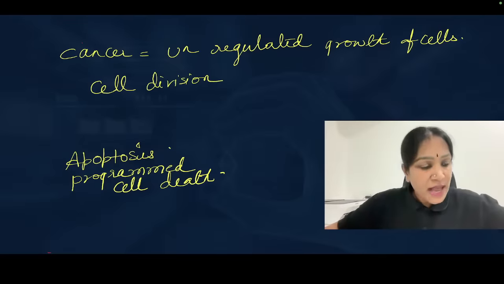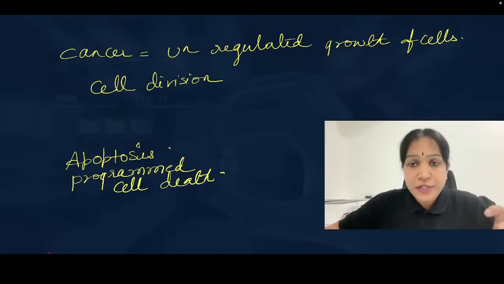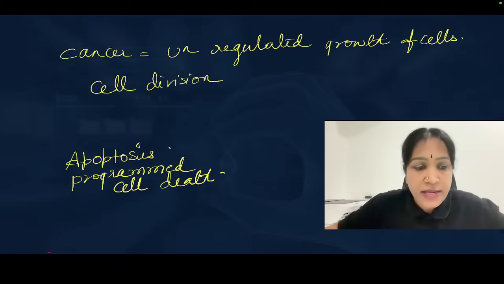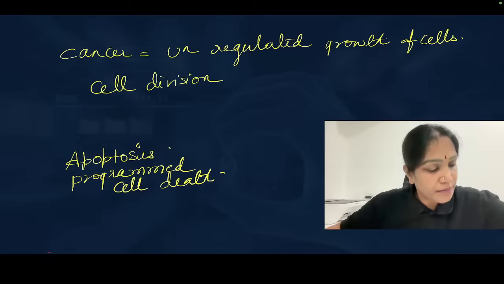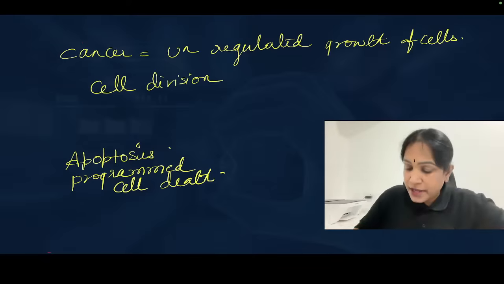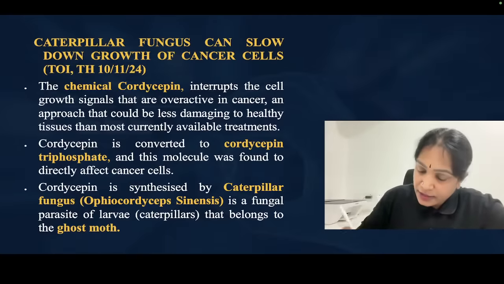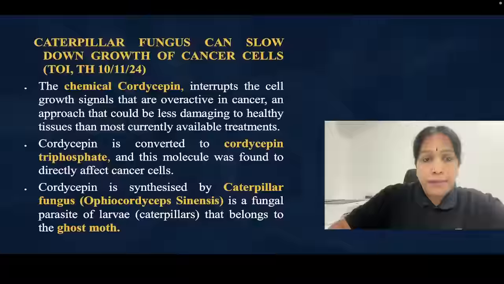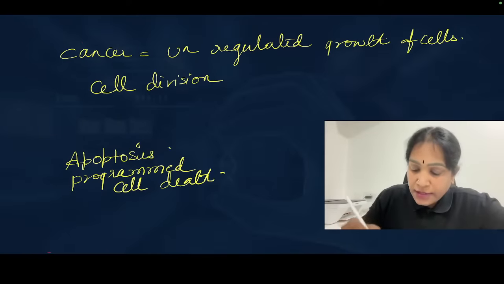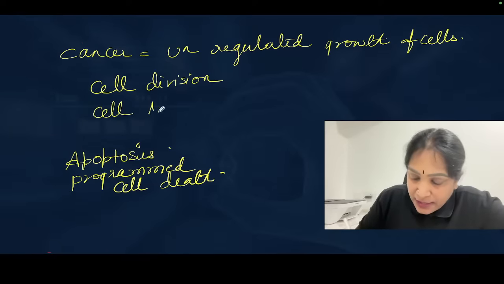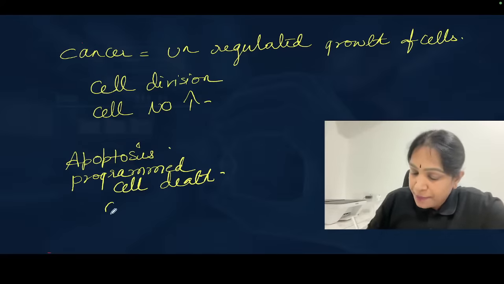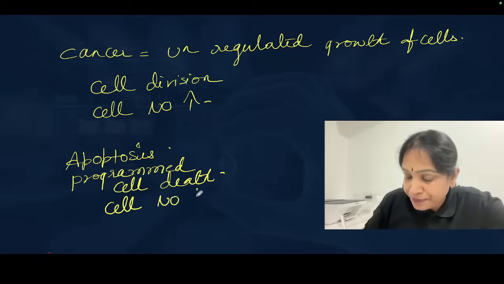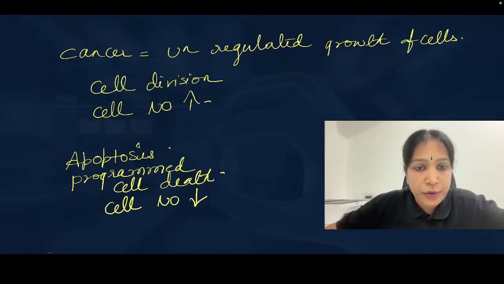So, please answer in the comments by which process the cell number increases in our body, cell division or apoptosis. Because of the cell division, the cell number increases, right? Because of the apoptosis, the cell number decreases, because it is programmed cell death.